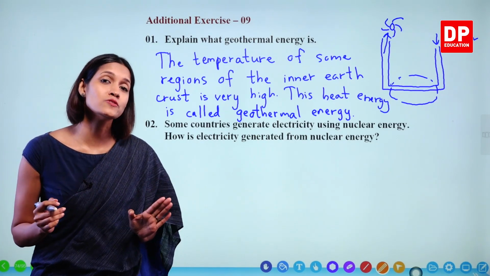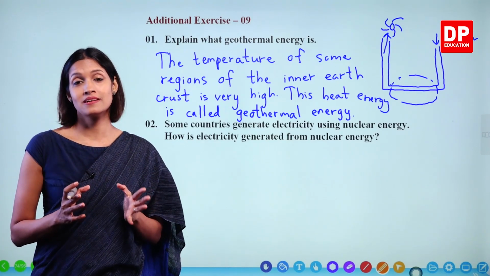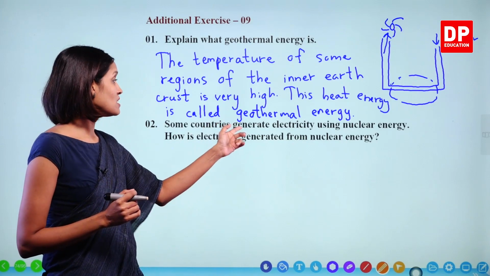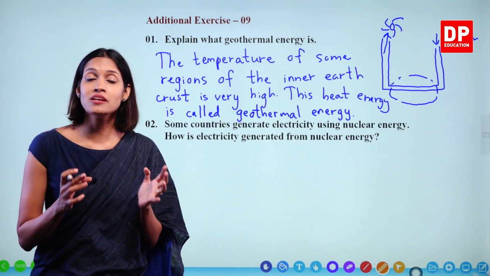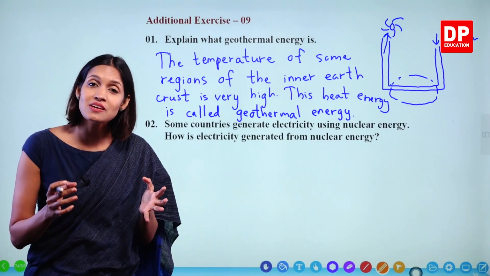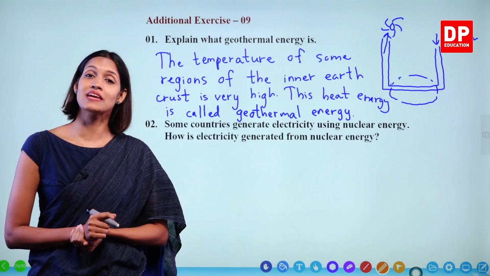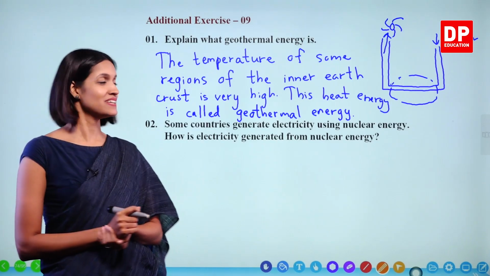So how do we produce steam? We can boil water in large boilers, right? So using the heat energy generated, we can boil water and we can produce steam. And this steam can be used to rotate steam turbines and thereby to generate electricity, right? Let's write.